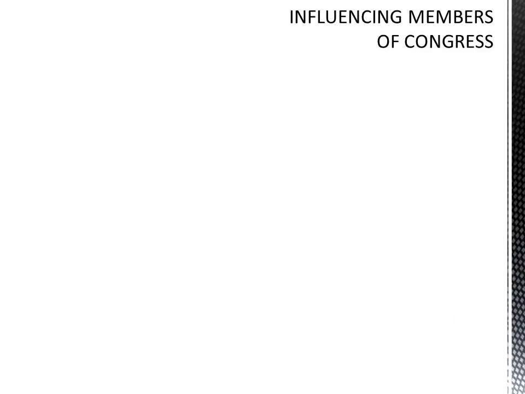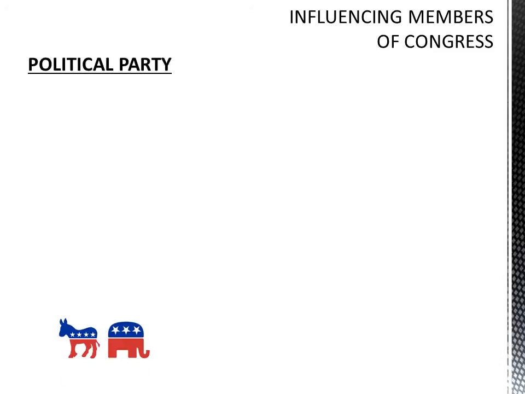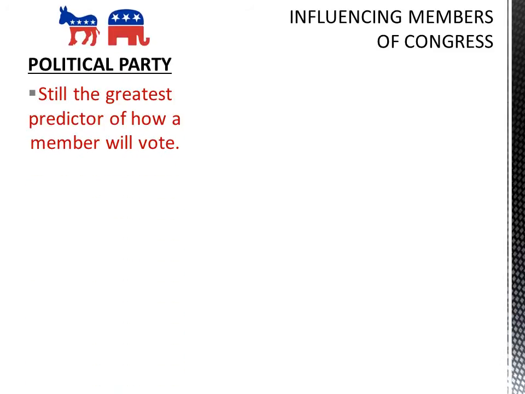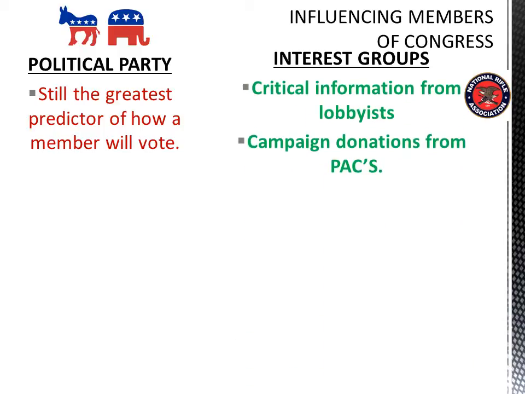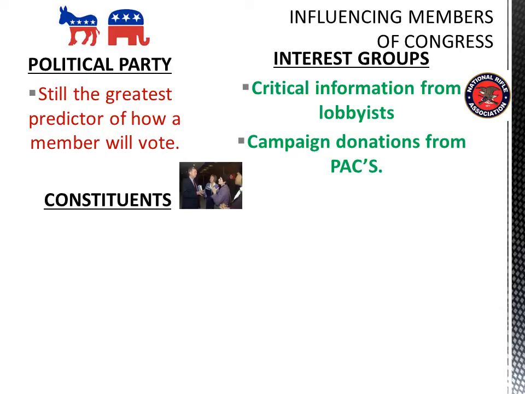So what factors influence the way that a member of Congress will vote on legislation? Well, you probably guessed it. Their political party tends to be the best predictor of how they're going to vote on a bill, since their political party oftentimes has a lot of control over their political future. Also, interest groups play a large role, providing lobbyists who will give them critical information, and they hold the key to major campaign donations through PACs. You and I, their constituents, also have a great deal of influence over how they're going to vote, as we have the ability to choose not to re-elect them during the next election cycle.